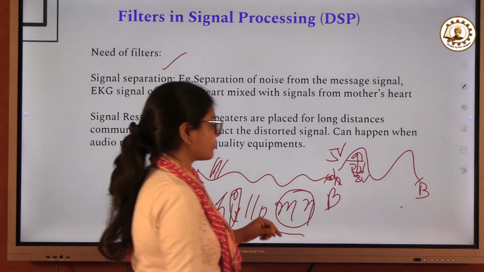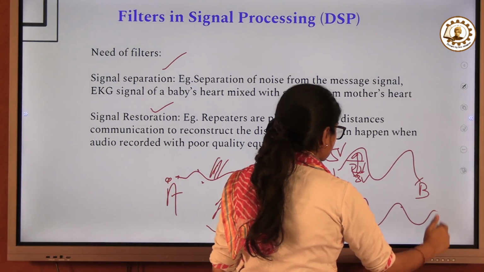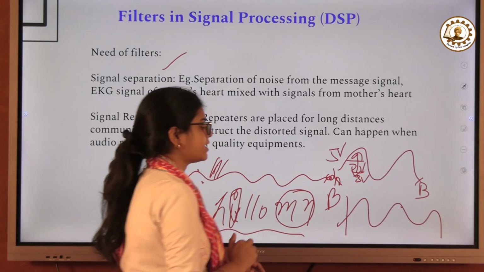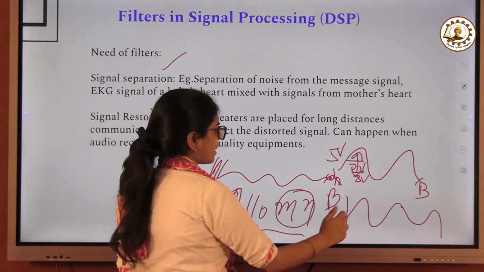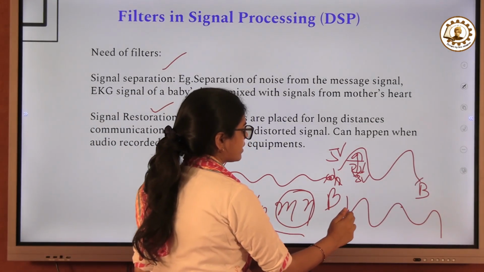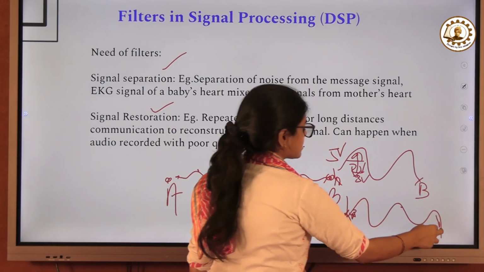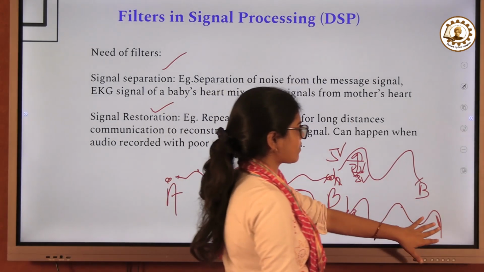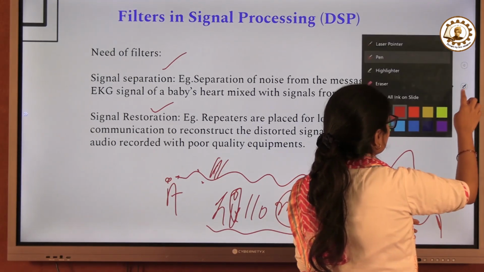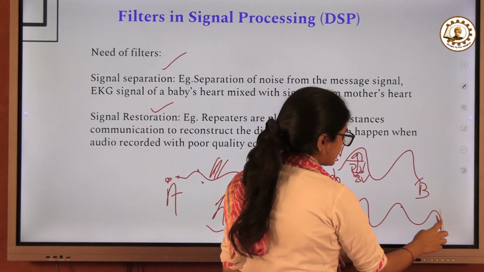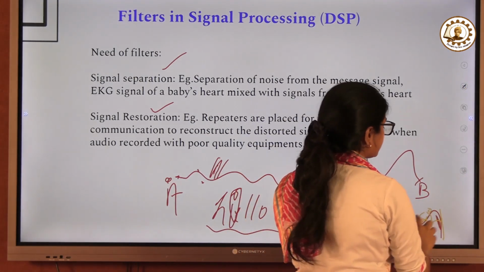Or the second type of thing that can happen is that suppose at this point you were sending it, and the starting angle over here was say 45 degree. But when it is reaching over here, it becomes say 60 degree. So the phase change is happening.